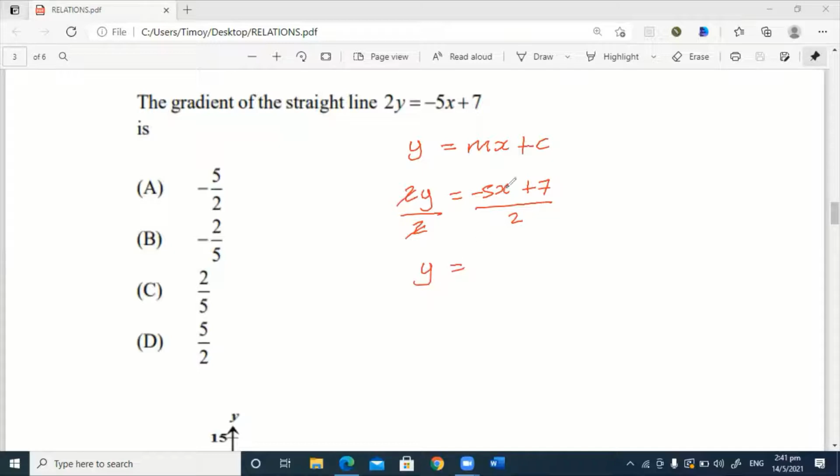And each term in the numerator is divided by 2. So negative 5x, or this can be rewritten as negative 5 over 2 x plus 7 over 2. Now, note that in the original format, m is the gradient, right? So what is m here? M is going to be this value, which is negative 5 over 2. So that's the gradient. So from here, we can see that m is going to equal negative 5 over 2, which is the slope of the line. Which option is that? Negative 5 over 2, that's going to be A.